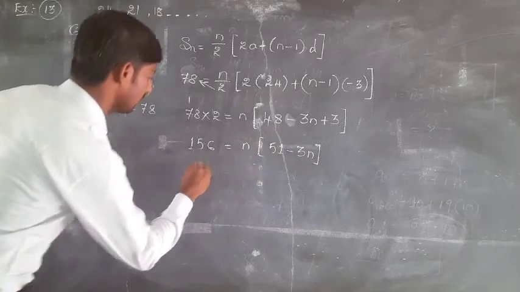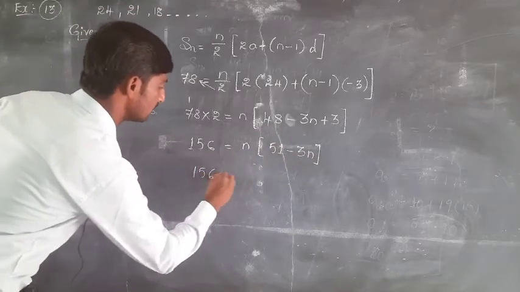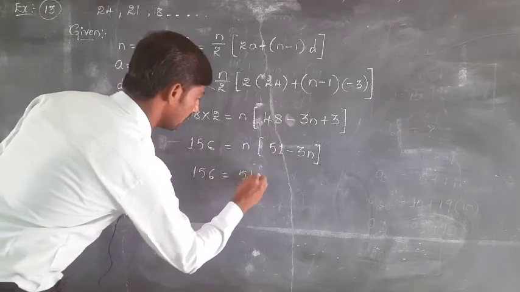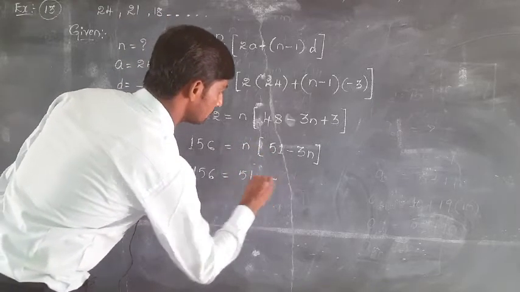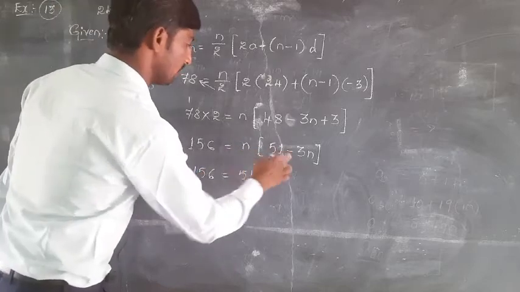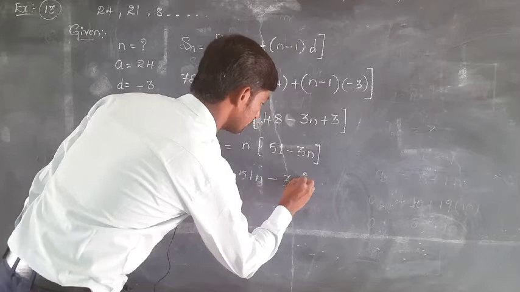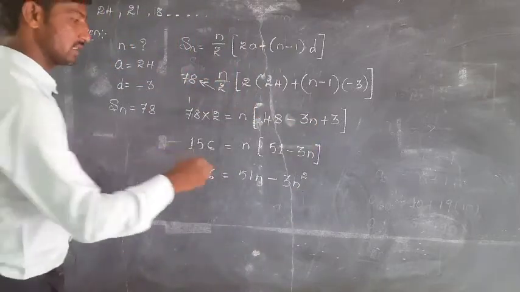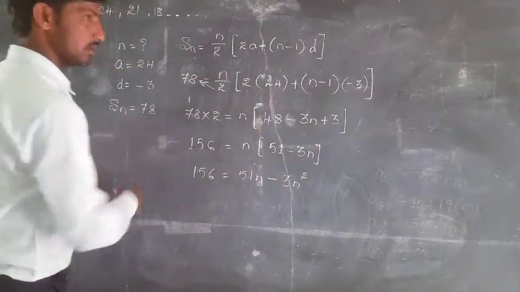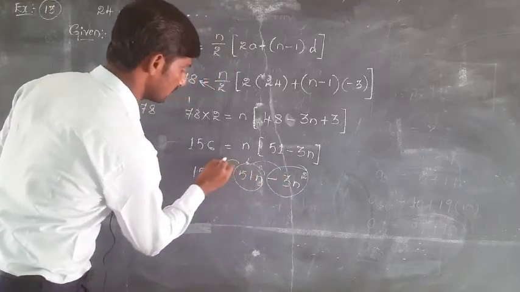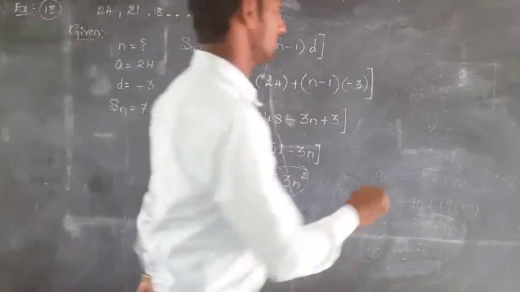Now with n multiplied there, 156 is equal to 51 into n, it is 51n, minus, plus into minus is minus, 3n into n, it is 3n square. So according to the rule of transformation, send both two terms to the LHS, both two terms send to that side. What will you get?